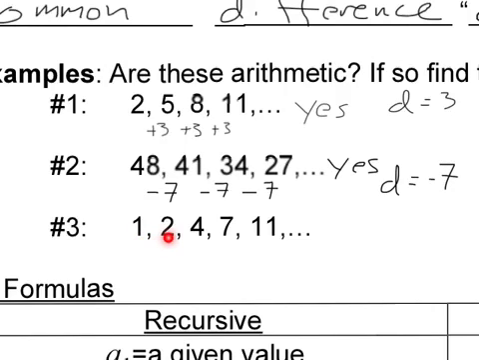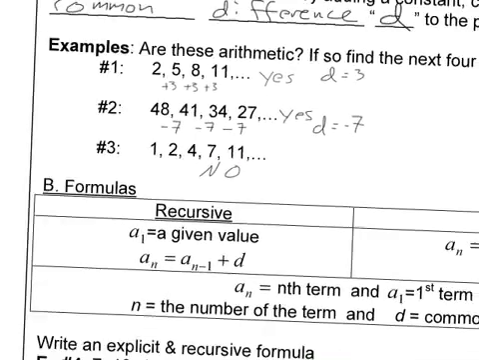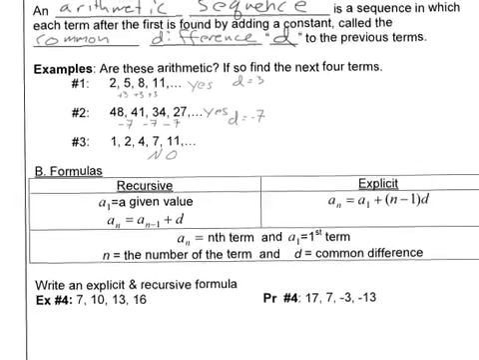How about this one? Up by 1, up by 2, up by 3, up by 4. Well, we are adding some number, and there's a pattern there, but we're not adding the same number every time. So the answer here is no. We could probably still find the next one, right? Add 5, add 6, and so on, but it's not an arithmetic sequence.